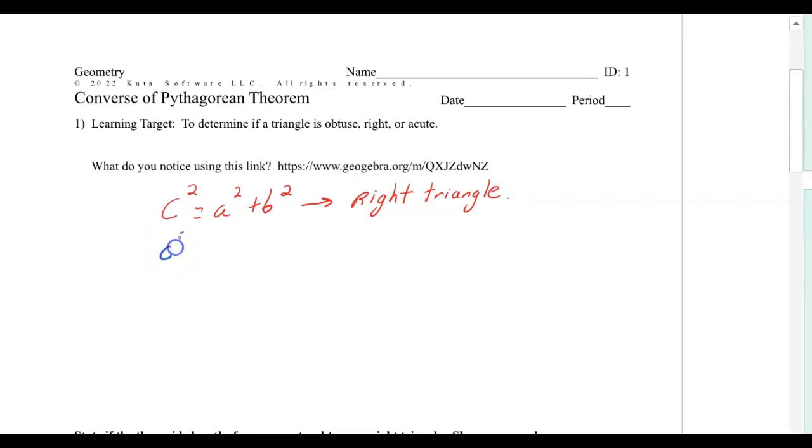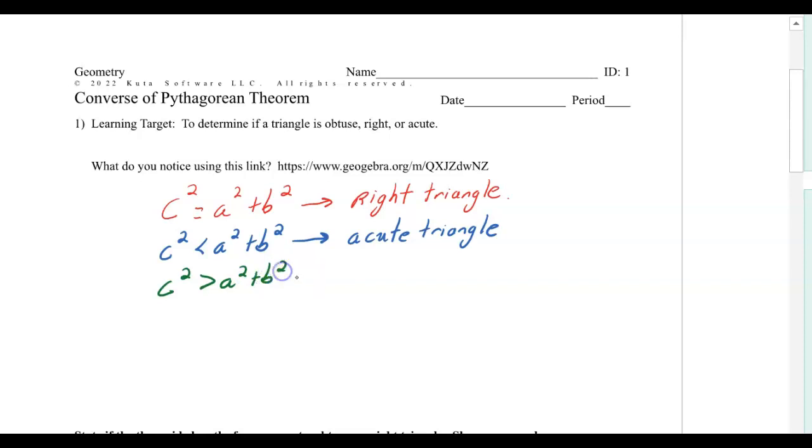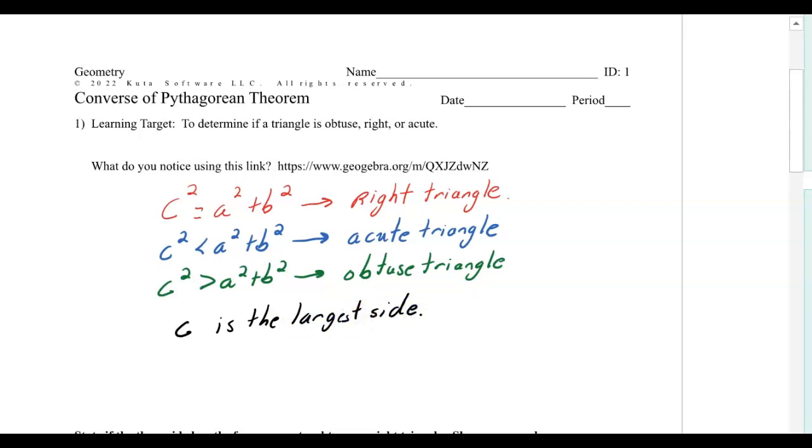It turns out that if c squared is less than a squared plus b squared, then this will be an acute triangle. In contrast, if c squared is greater than a squared plus b squared, this will turn out to be an obtuse triangle. And just a reminder, c is the largest side. And if it's a right triangle, it's the hypotenuse.